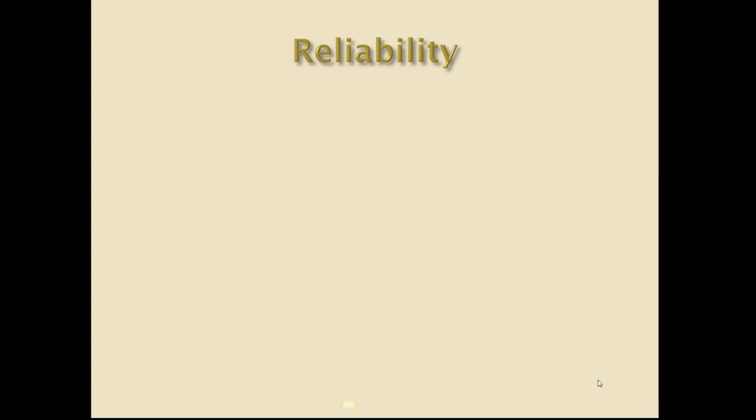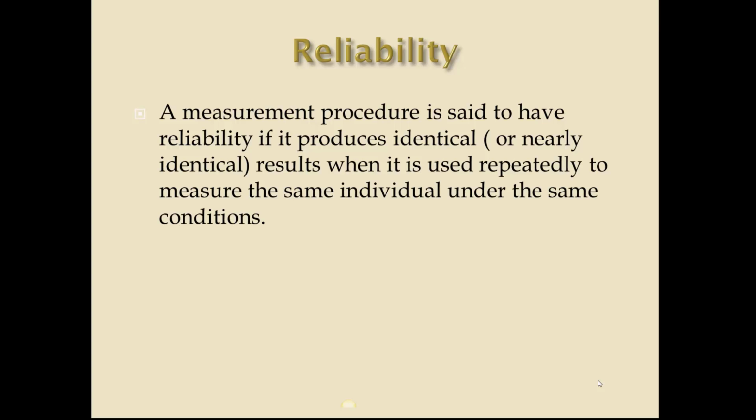Now we're going to talk about reliability. Reliability of a measurement is about how your measure produces identical results when it is used repeatedly. Okay, so if you made a test and you test your students this week, and then you use the same test next week, and student scores are correlated, that means your test is reliable.